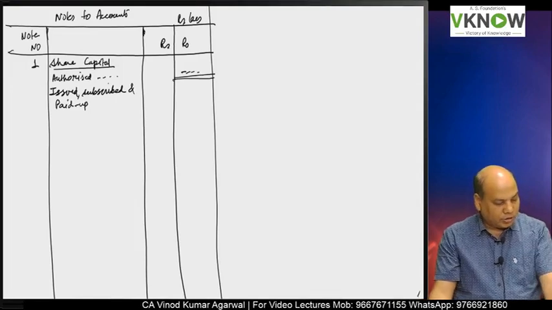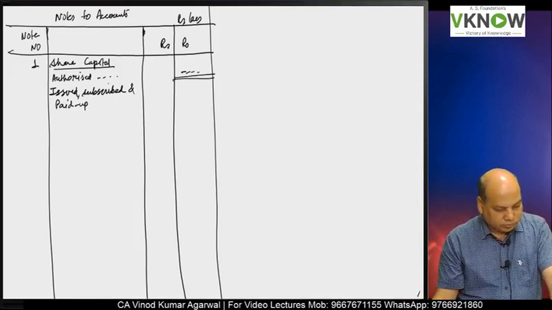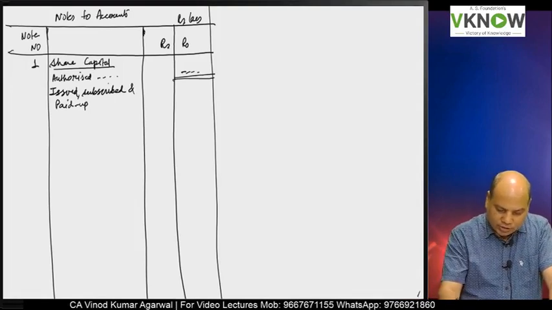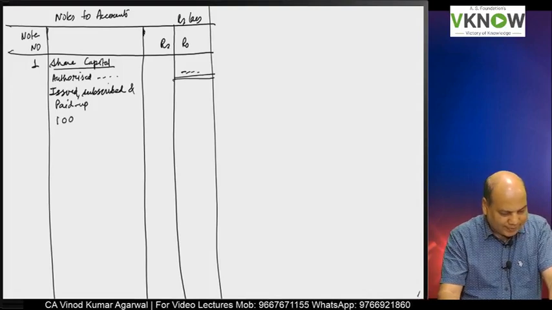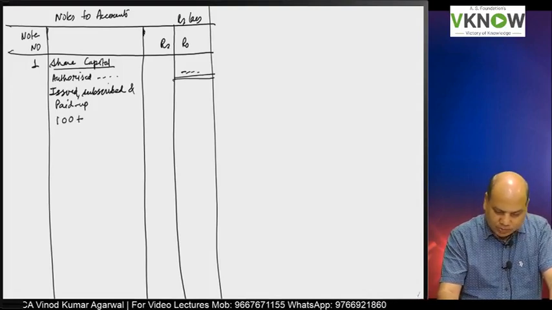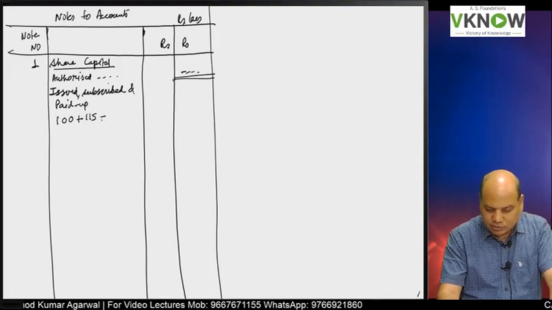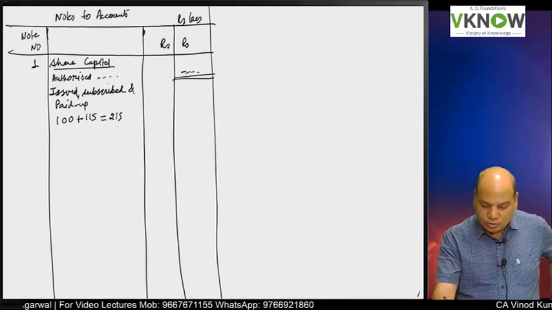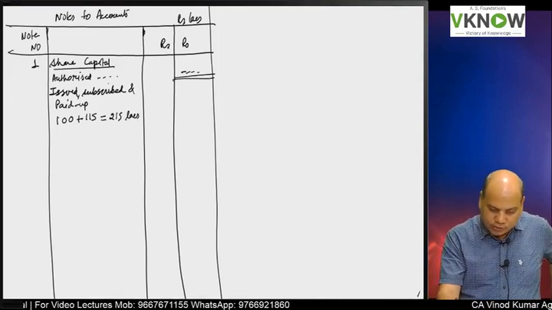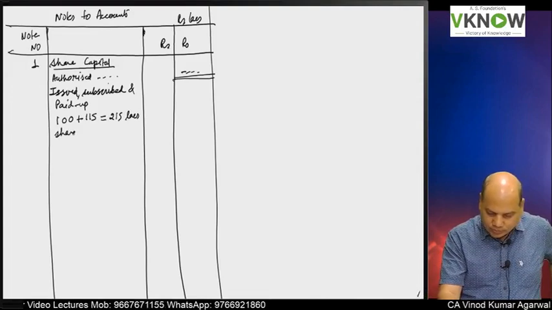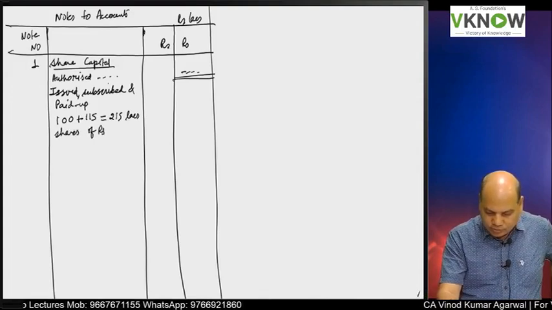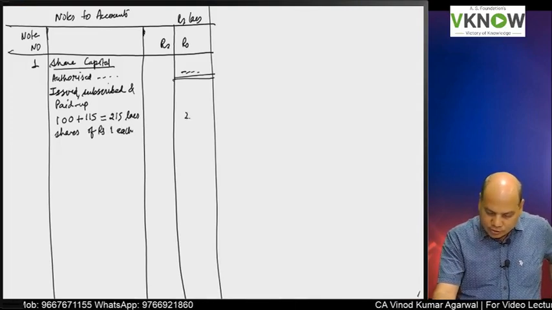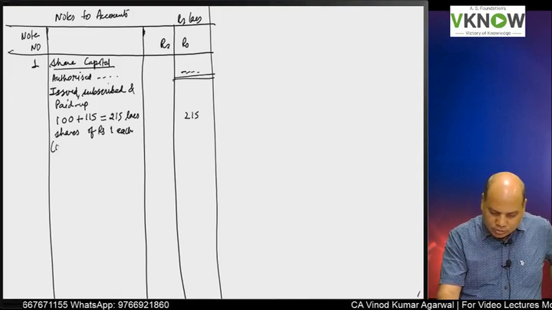In the balance sheet of Air Limited, there are already 100 lakh shares. Can you see that? And plus 115 lakh shares we have issued on acquisition of Cold and Dry. So 215 lakh shares we'll have now, 215 lakh shares of rupee 1 each. So that is 215, and you write a note.